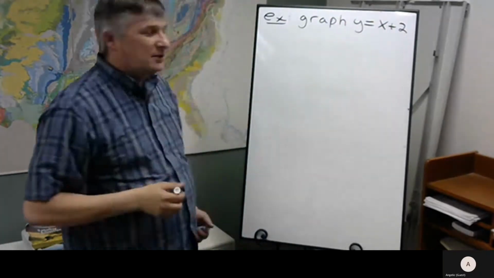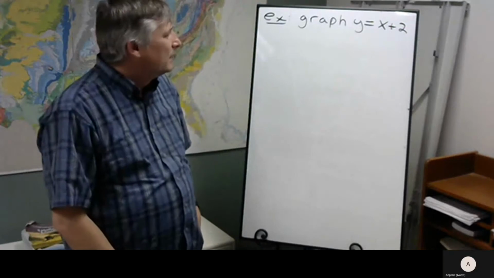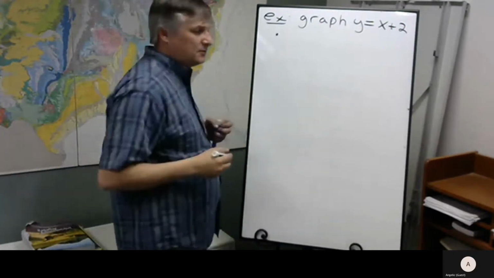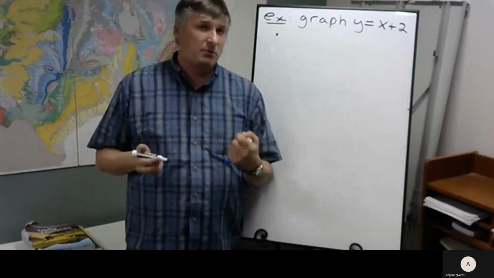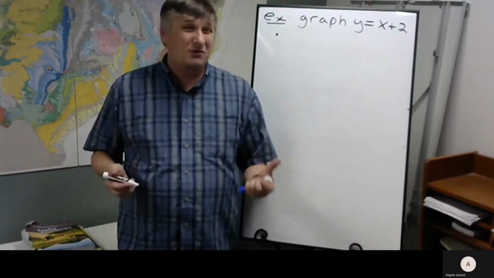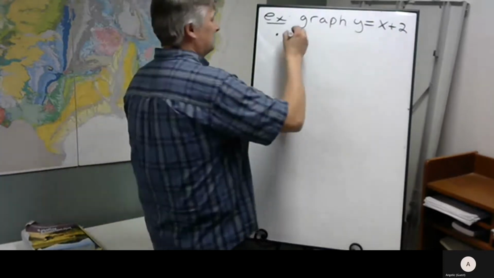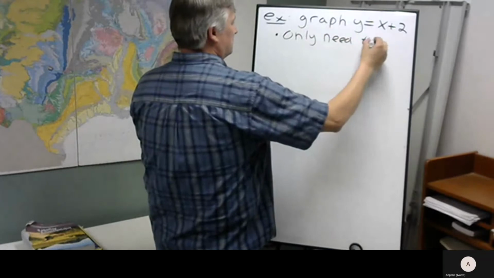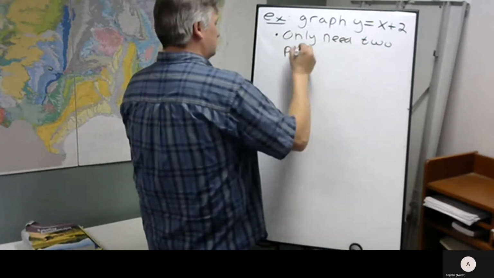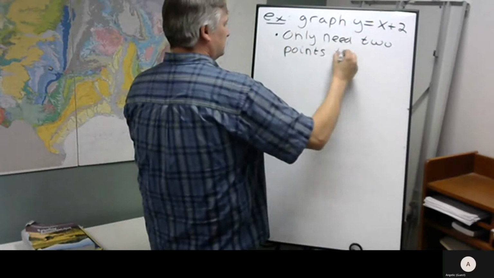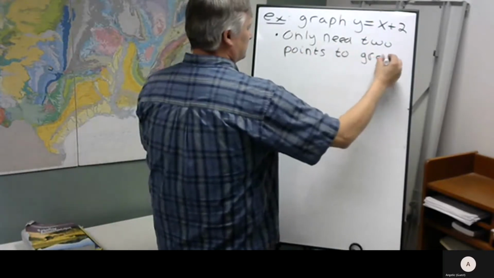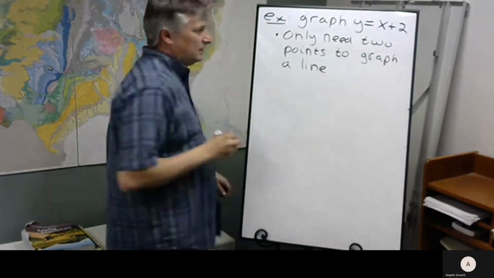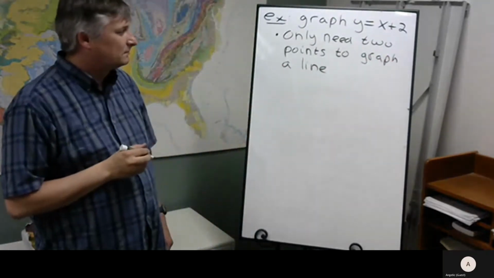So let's say we're going to graph y equals x plus 2. I want to give you kind of a tip here. When we're working with lines, and this could be a little confusing because in the homework, they're going to have you work with 3 points. But to graph a line, you only really need 2. You only need 2 points to graph a line.